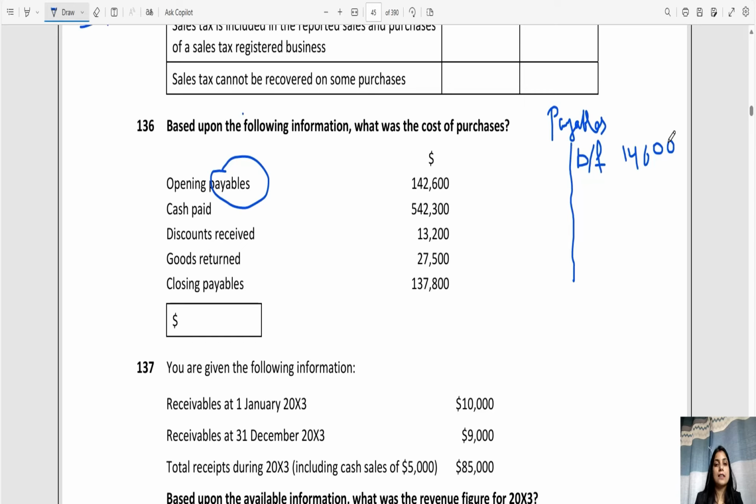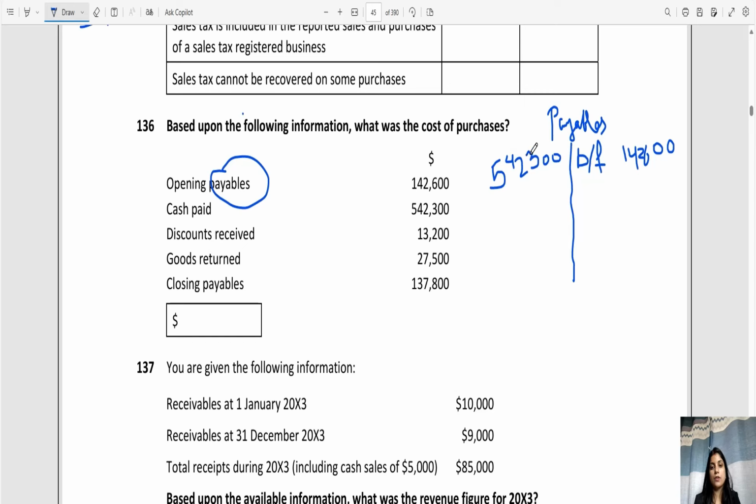Okay, and the cash paid means you have paid a certain amount of cash. I missed out the two here. The cash paid should be recorded on the debit side, because if we are paying the cash against the payables, then it will reduce our payable balance. And it is 35342.